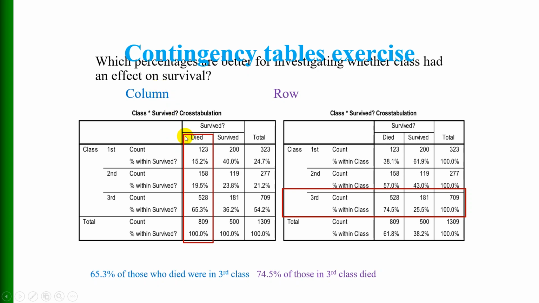Now this is the column, died, and this is the row, third row. 65.3% of those who died were in third class. 74% of those in third class died. So there is strong evidence that there is association between class and survival.